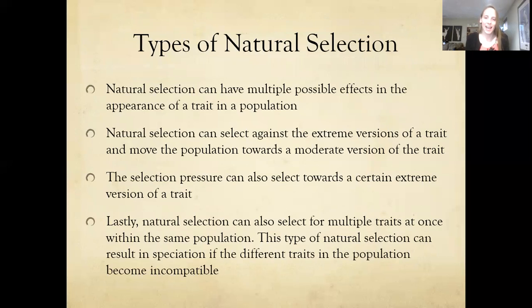Natural selection can have multiple different effects on the appearance of a trait in a population. Sometimes natural selection will select against the extremes of a trait and move the population towards like a more moderate version. Other times the selective pressure is like in terms of one of the extremes, and that trait will just become more extreme over time. Or natural selection can actually select for more than one trait at once, which causes different traits to become more common over time.